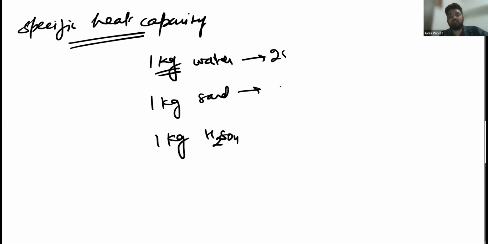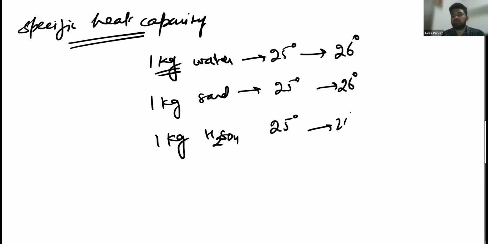Now this is at 25 degrees Celsius, this is also 25 degrees Celsius, and this is also 25 degrees Celsius. You start heating and bring the temperature from 25 to 26 degrees Celsius. When you increase the temperature by 1 degree, the amount of heat given is called specific heat capacity.